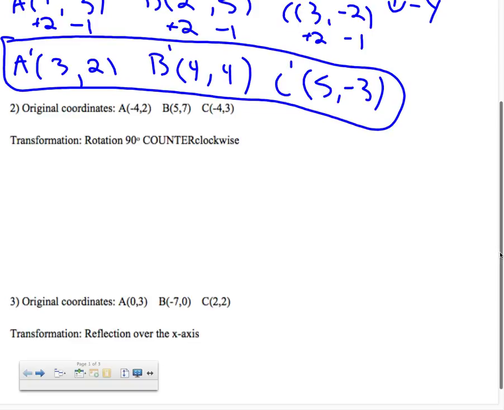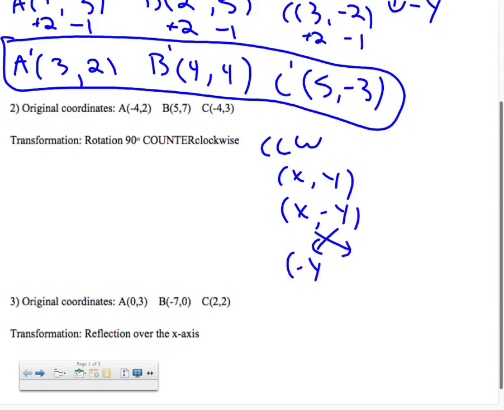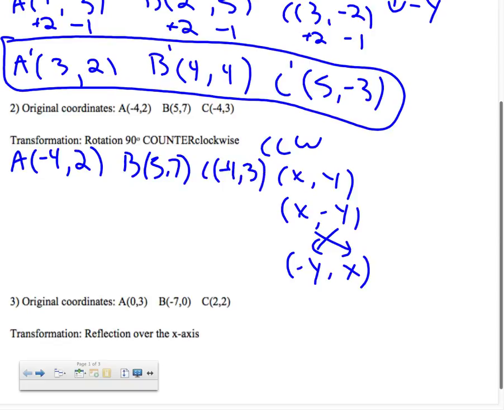So counterclockwise, CCW, means you're going to take your x and y point. And if you're going to go counterclockwise, you're going to multiply the y number by -1, and then you're going to swap the positions. So you're going to end up with -y comma x, or opposite y comma x. So if I list out the points again here, A is 4, 2, B is 5, 7. C is -4, 3.